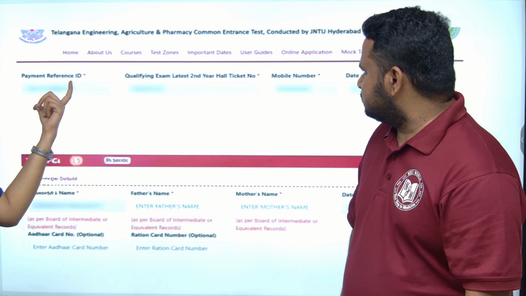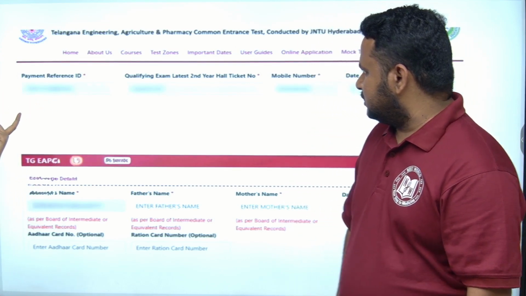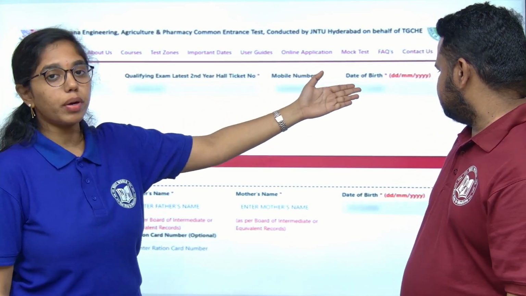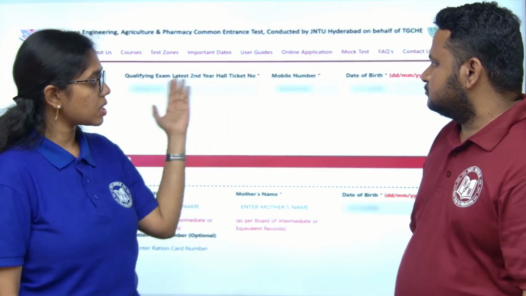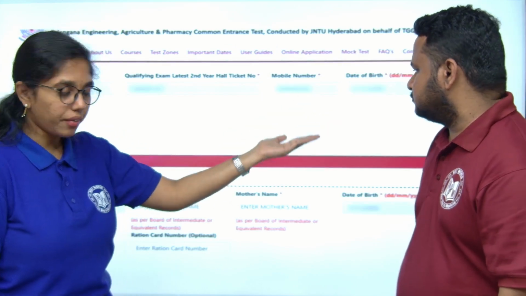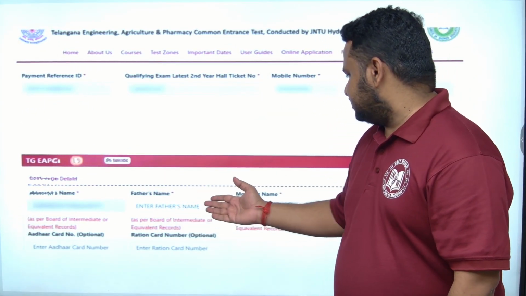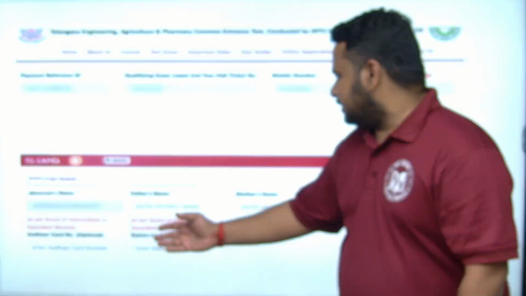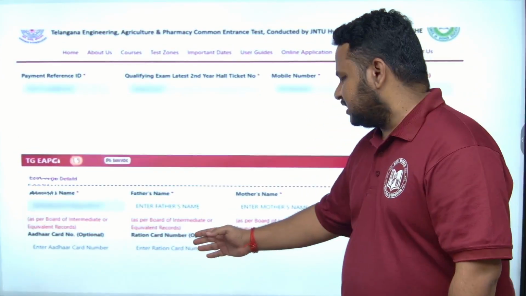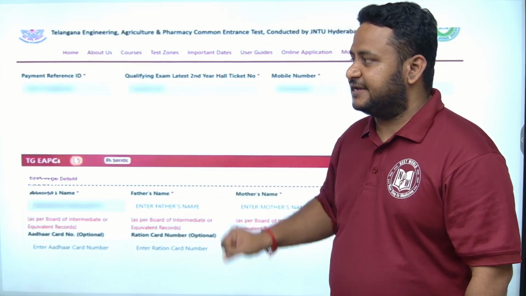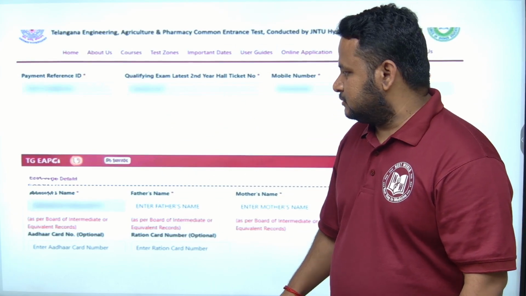Here you have to once again submit your payment reference ID and qualifying exam date, your mobile number, date of birth, whichever you have provided previously. All that you have to re-enter, and then you have to enter the candidate's name, father's name, mother's name, date of birth, and Aadhaar number, ration card number. Ration card number is optional. This window comes when you start to fill the application. Okay, got it? Next thing.